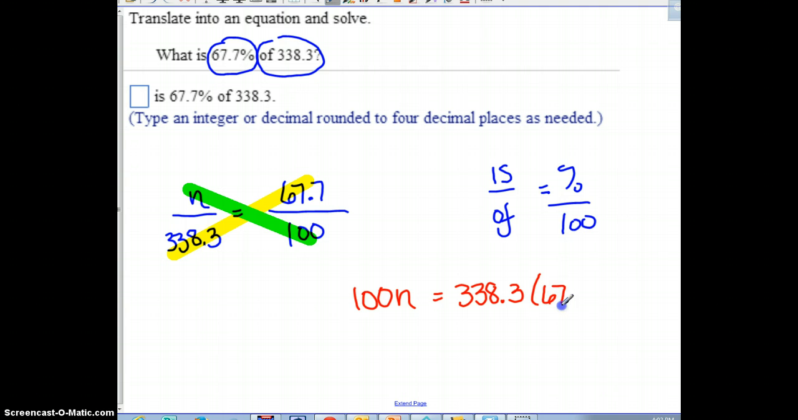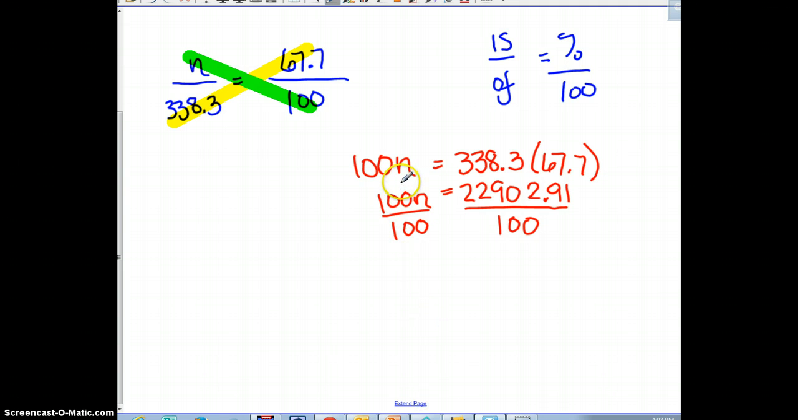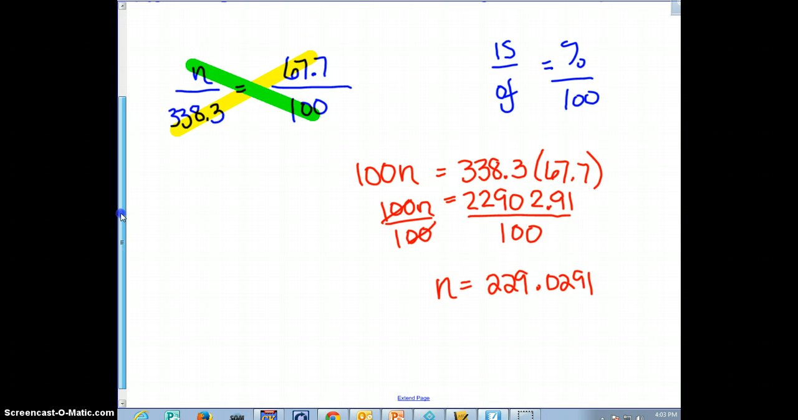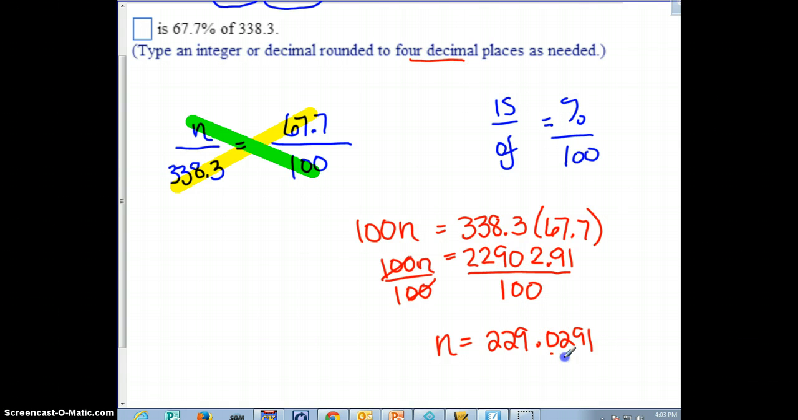338.3 times 67.7, which is going to give me a total of 22,902.91. This is my 100. Divide both sides by 100. I'm dividing by 100 because with 100n, I want to get n by itself. The only way I can do that is to get rid of this 100. So the opposite of multiplying by 100 is dividing by 100. So I end up with 229.0291. Now, I just want to point out in the directions, sorry guys, it says round to 4 decimal places if needed. This has 4 decimal places, so I don't have to round anymore. If it were more than that, I would have to round.